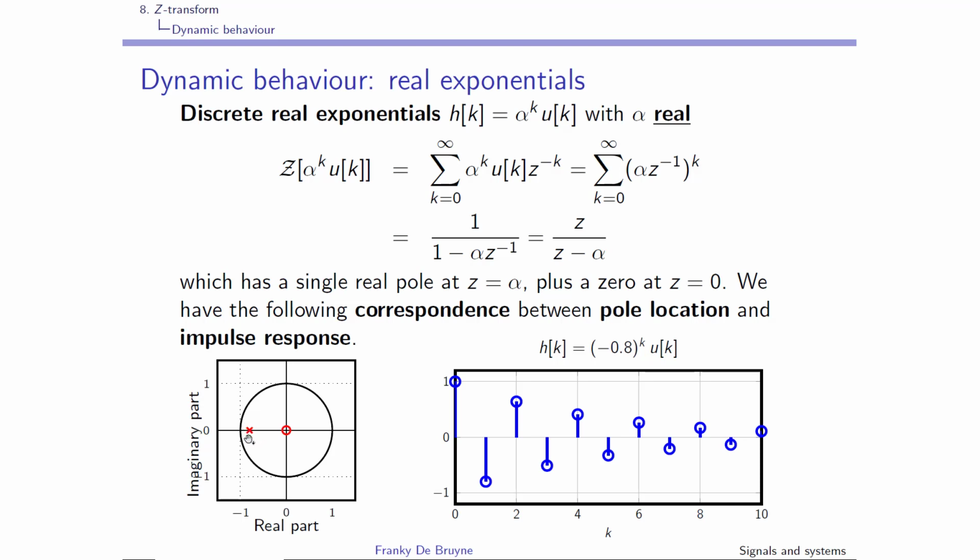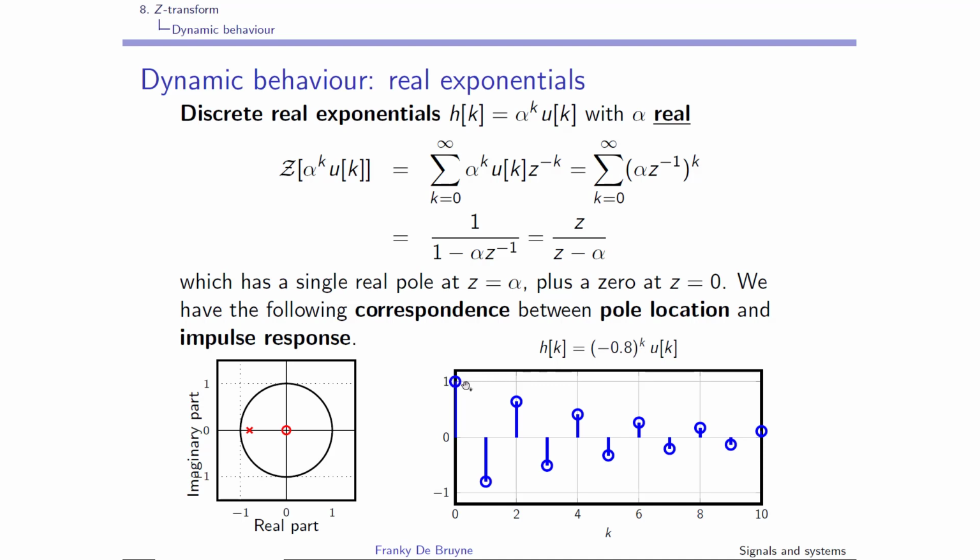Next, we have a pole location that is negative, but its modulus is still smaller than 1. So here the pole is located in minus 0.8. If you plug this in here, you obtain the impulse response. And what you can see here is, because of the minus sign, you will have something that will be alternating, depending on whether k is even or not.